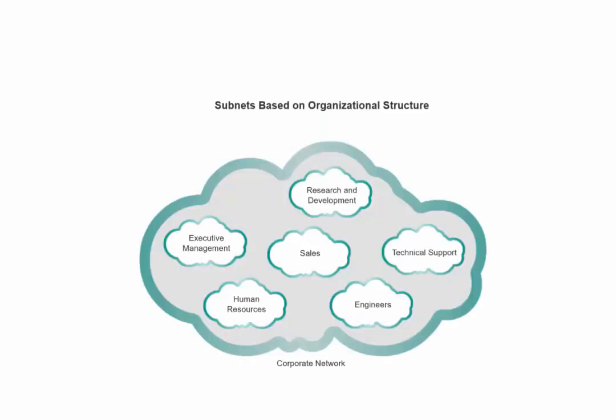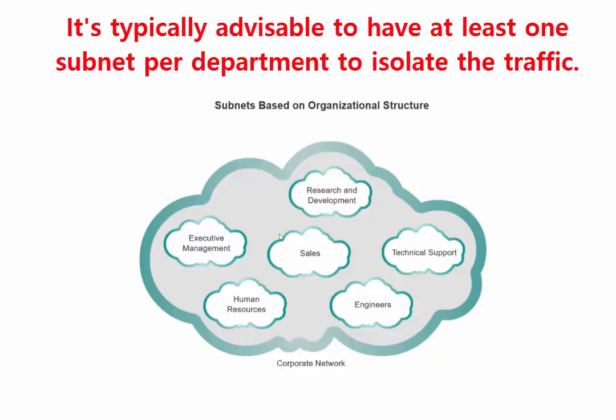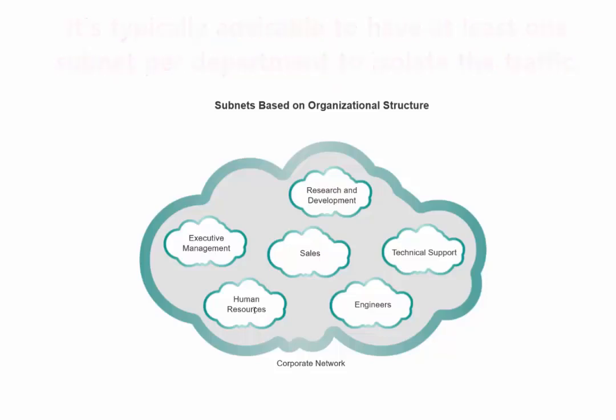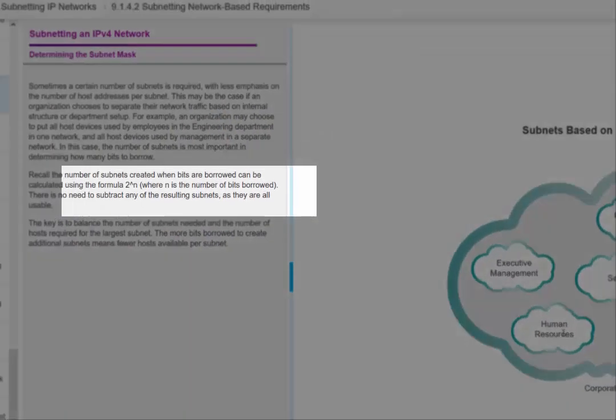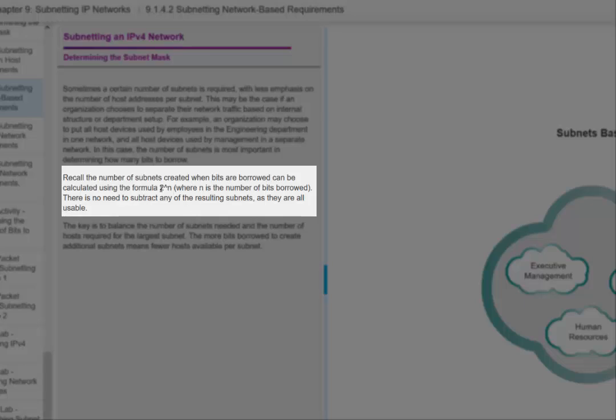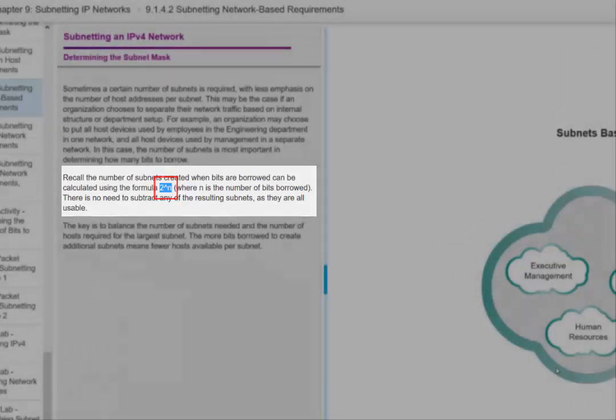In planning the subnets, you need to take into consideration the structure of the organization or the building or the corporate network. If you have different departments, this is also a factor in determining the typical number of subnets, and in that case, it dictates the number of bits that you need to borrow from the host portion of the address. And always the number of subnets is 2 to the power n, where n is the number of borrowed bits from the host portion.